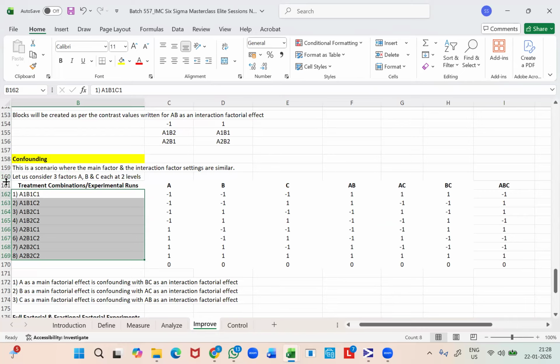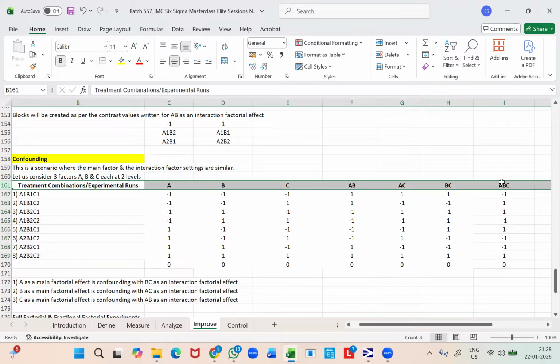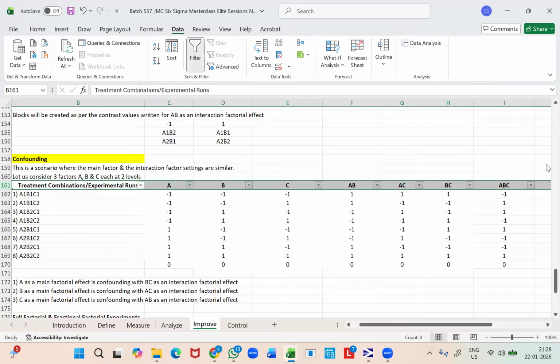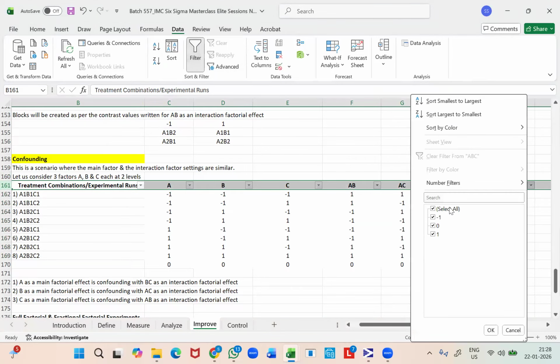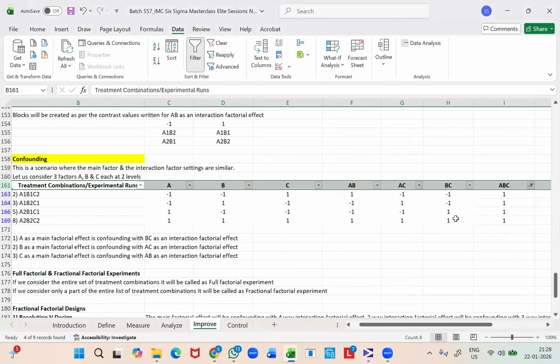And for that, since I'm going to sacrifice validation of the higher order interaction factorial effect, that is ABC, I will use ABC as the reference factorial effect, and I'm going to filter the data. Taking ABC into consideration, I'm going to choose +1 as the contrast value, right? If you choose +1 as the contrast value, we can come up with the confounding factorial effects here.